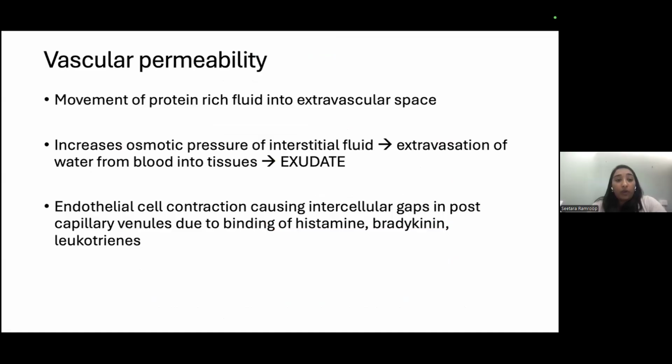Now, with respect to vascular permeability, as we had said, the movement of the protein-rich fluid goes into the extravascular space. There's an increase in the osmotic pressure within the interstitial fluid, causing extravasation of the water from the blood into the tissues. There's also endothelial contraction, which causes these intercellular gaps, which leads to the vascular leakage. That is usually short-lived and lasts about 15 to 30 minutes.